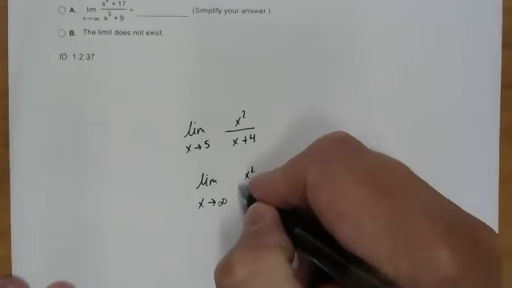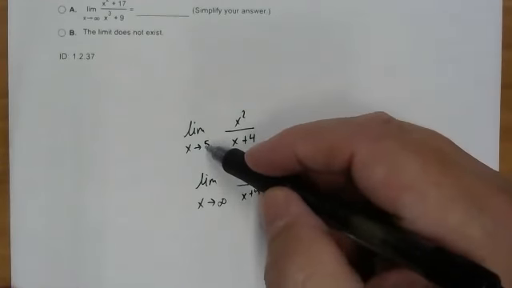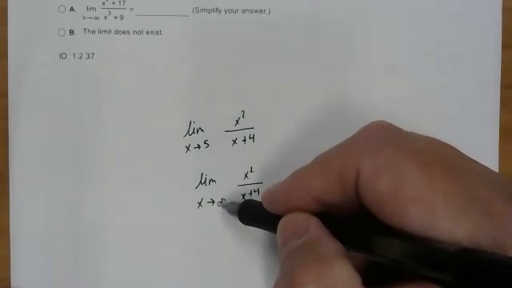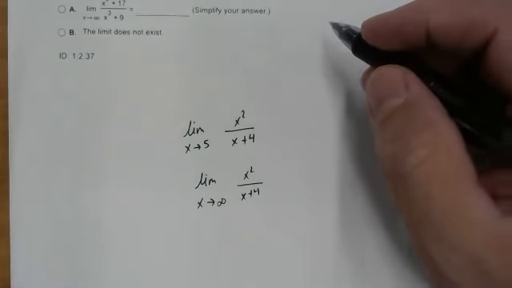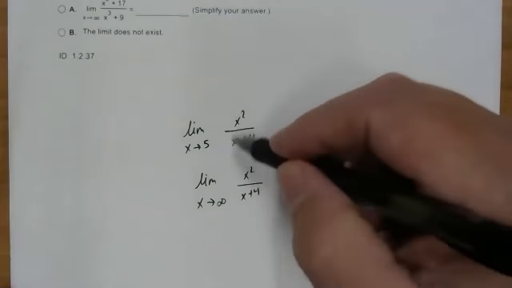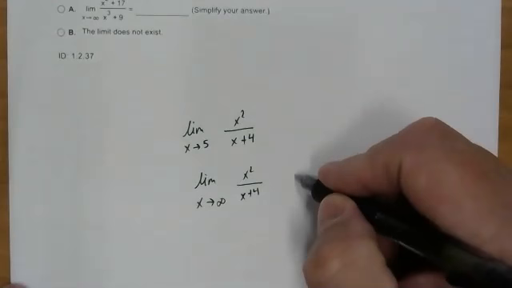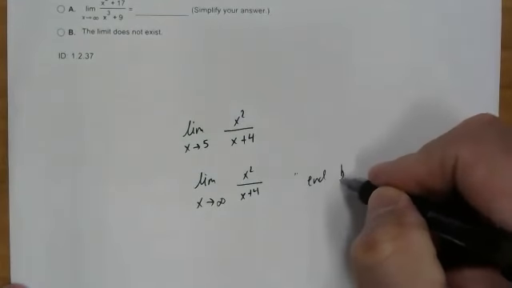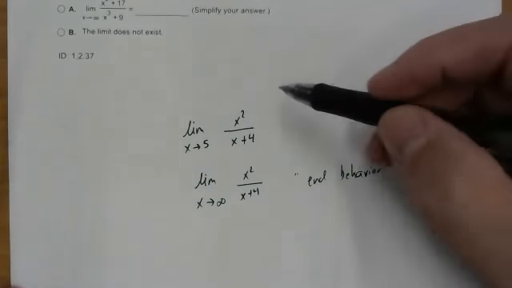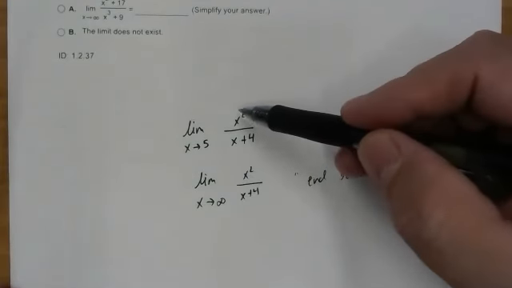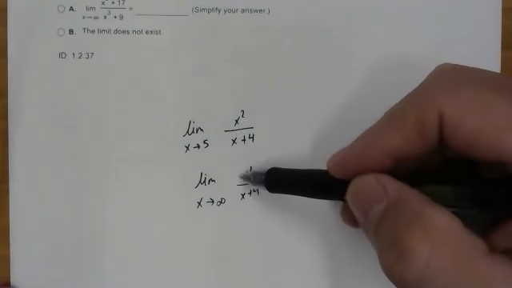But then there are limit problems where x is not approaching a number, but x is approaching either infinity or negative infinity. And once again, I went through all this in the lecture and explained this is oftentimes what we call end behavior. And the way you solve these two kinds of limit problems are totally different.